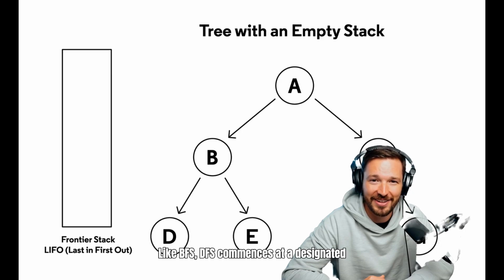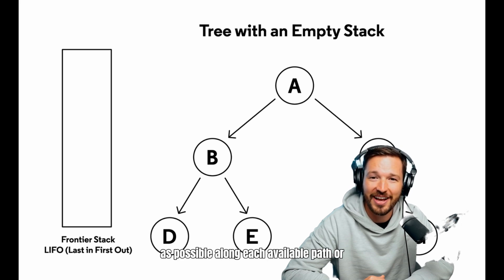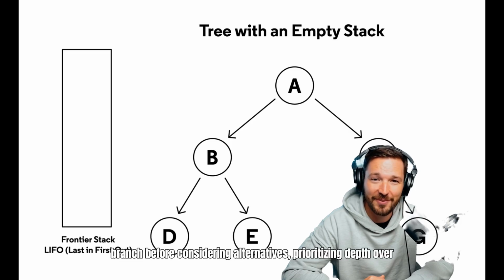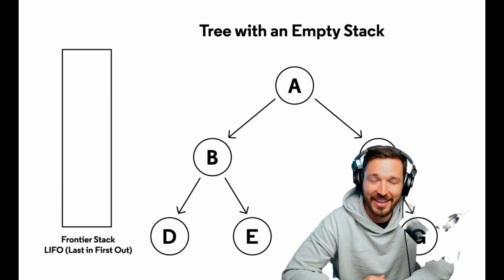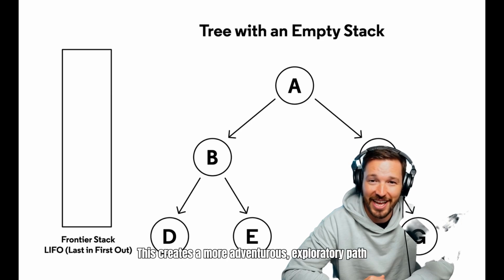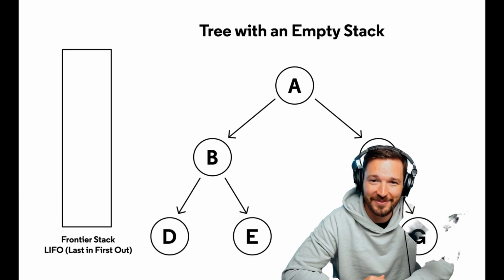Like BFS, DFS commences at a designated starting node, but rather than spreading out level by level, it plunges as deeply as possible along each available path or branch before considering alternatives, prioritizing depth over breadth. This creates a more adventurous, exploratory path through the graph.